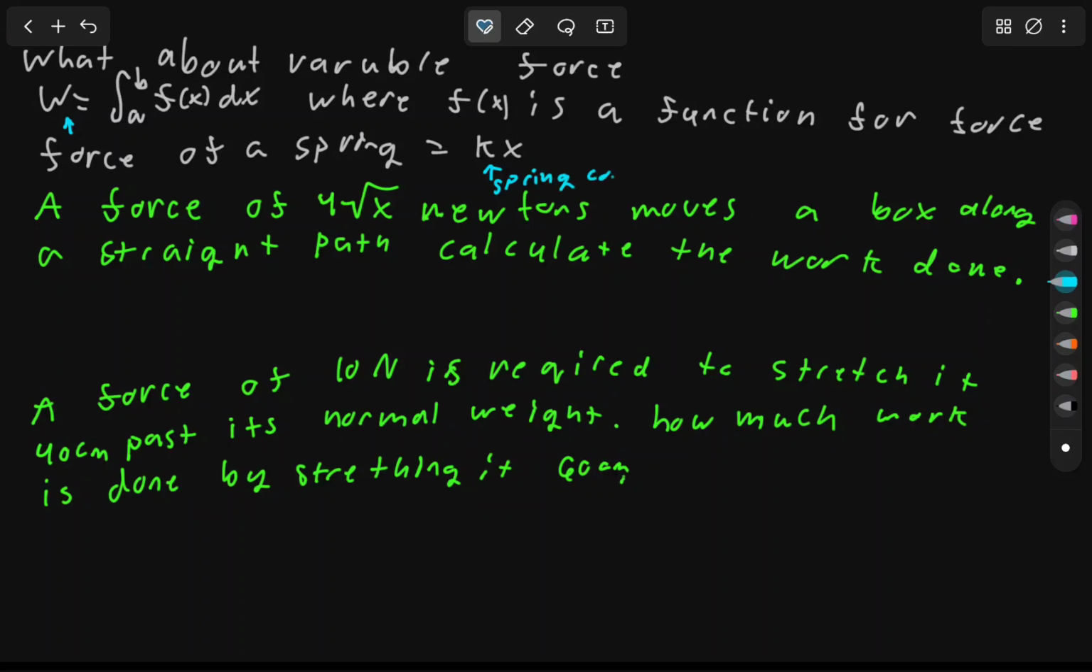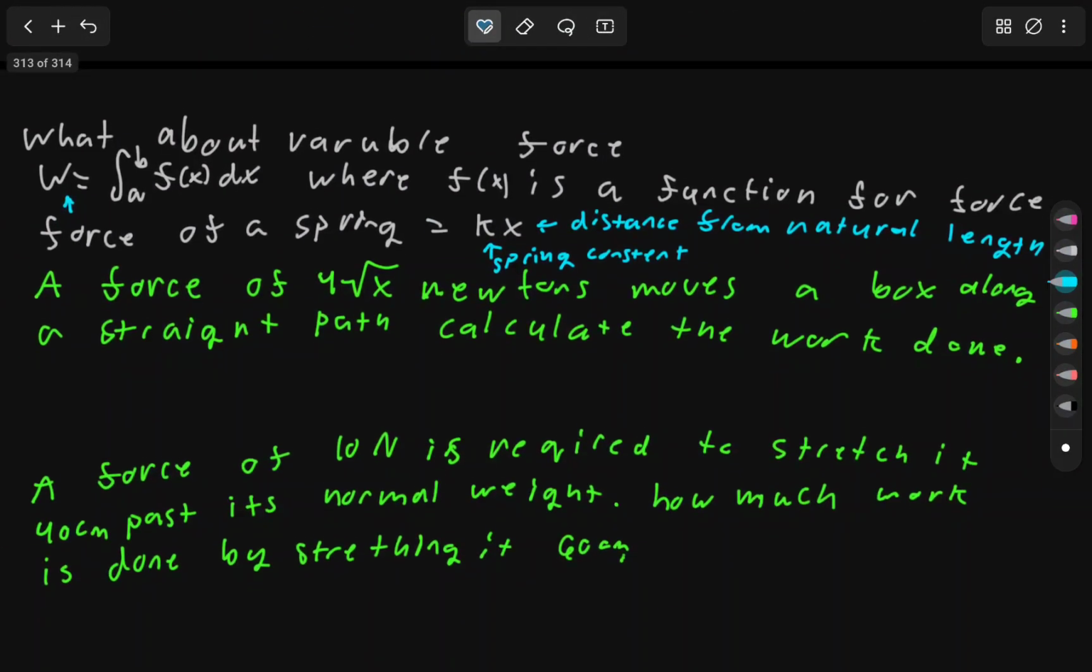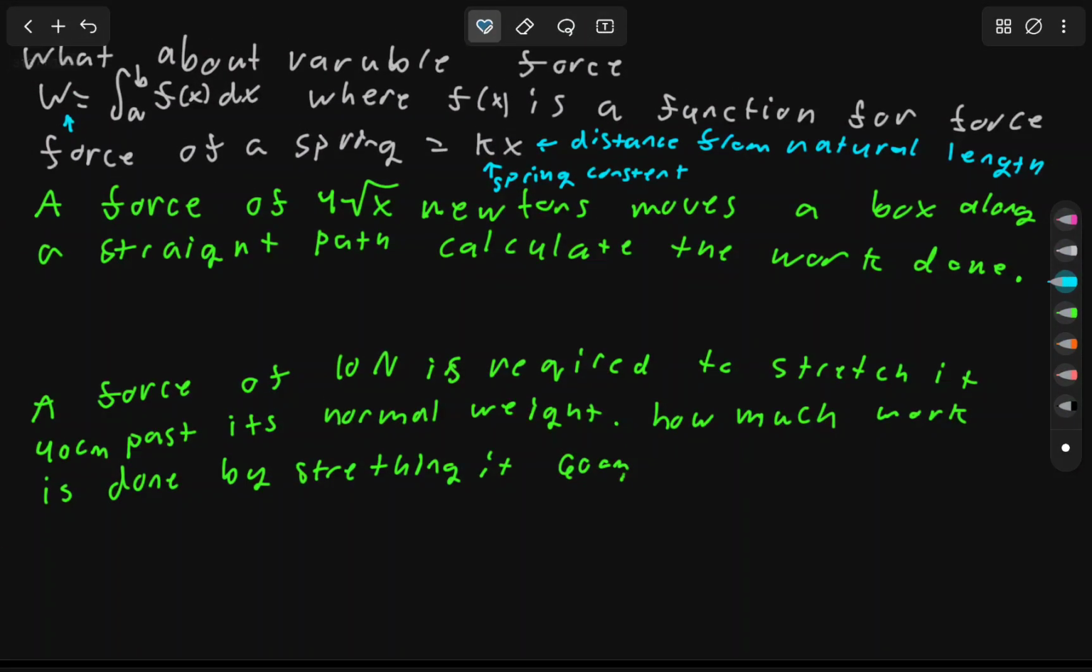Spring constant. And then this x here is quite literally just the distance from the natural length. Natural length. Okay. Now that we have this, we can hopefully use these facts to solve some problems.